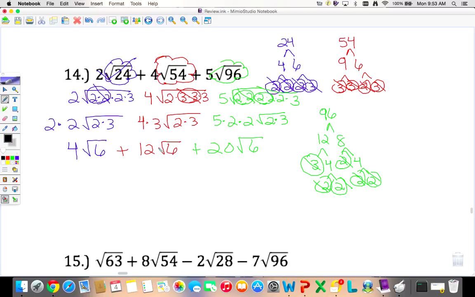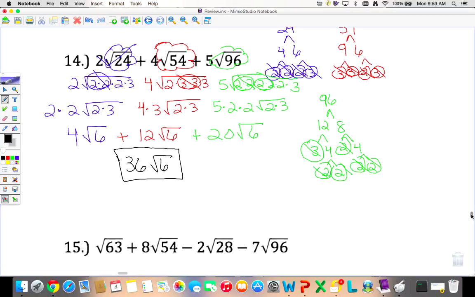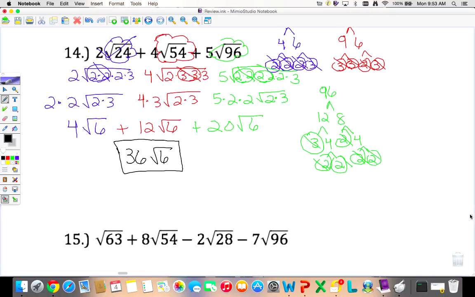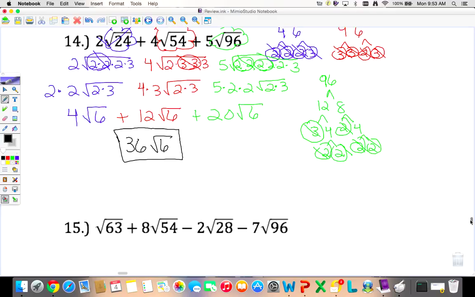Okay, so 5 times 2 times 2 will give us 20. 2 times 3 is 6. So again, we have the square root of 6 for every single one. They're all positive numbers on the outside, so we can add these up. 4 plus 12 plus 20 is 36. 36 square roots of 6 is your final answer.